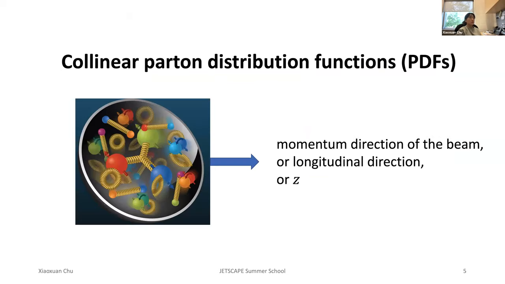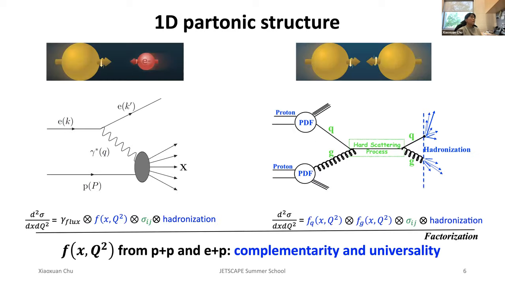After this introduction, I want to start with the first part of the physics measurements, in terms of the collinear parton distribution functions. The collinear is defined as the longitudinal direction, so you can take it as the same direction as the proton beam, and we use z to describe this direction. So basically we don't have transverse information in the collinear parton distribution. It is just a one dimensional structure at the partonic level inside the nucleon. The one dimensional partonic structure can be extracted from both EP collisions and PP collisions, but the idea is the same.